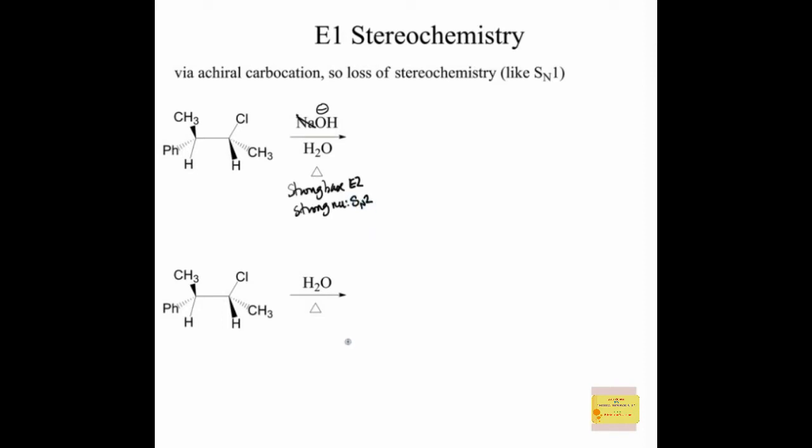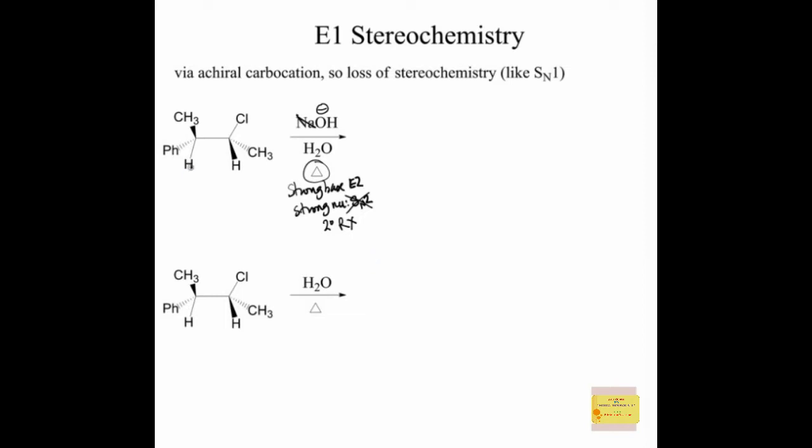Okay, which one's going to be favored in this case? Well, we take a look at the carbon bearing the leaving group. It is a secondary carbon. Secondary, E2 is going to be favored. Okay, we add in a little heat. That doesn't hurt. But even without that, with secondary, we're going to go with E2. There's just too much steric hindrance to do the backside attack instead.